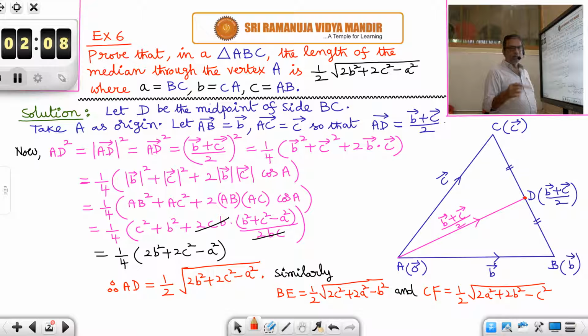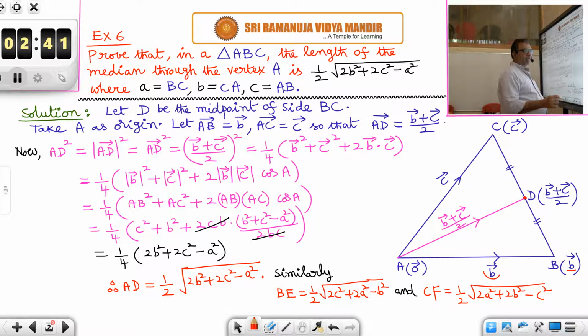Sides of the triangle are small a, small b, small c, where small a is BC, small b is CA, small c is AB. We have to find the length of the median in terms of the sides of the triangle. I will take A as origin and AB bar as small b bar. Here you see A as origin, AB bar as small b bar. So position vector of B is small b bar. So I will write it in the bracket.